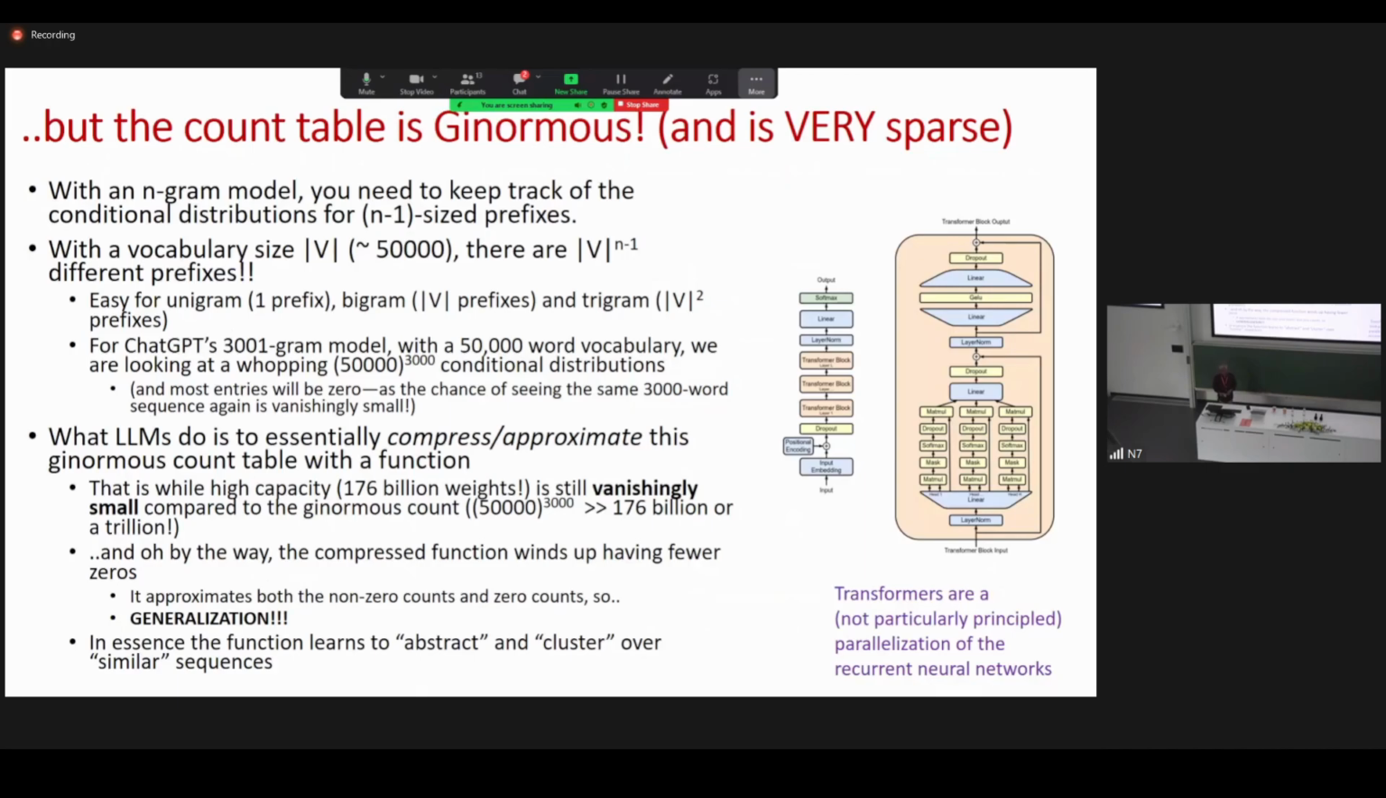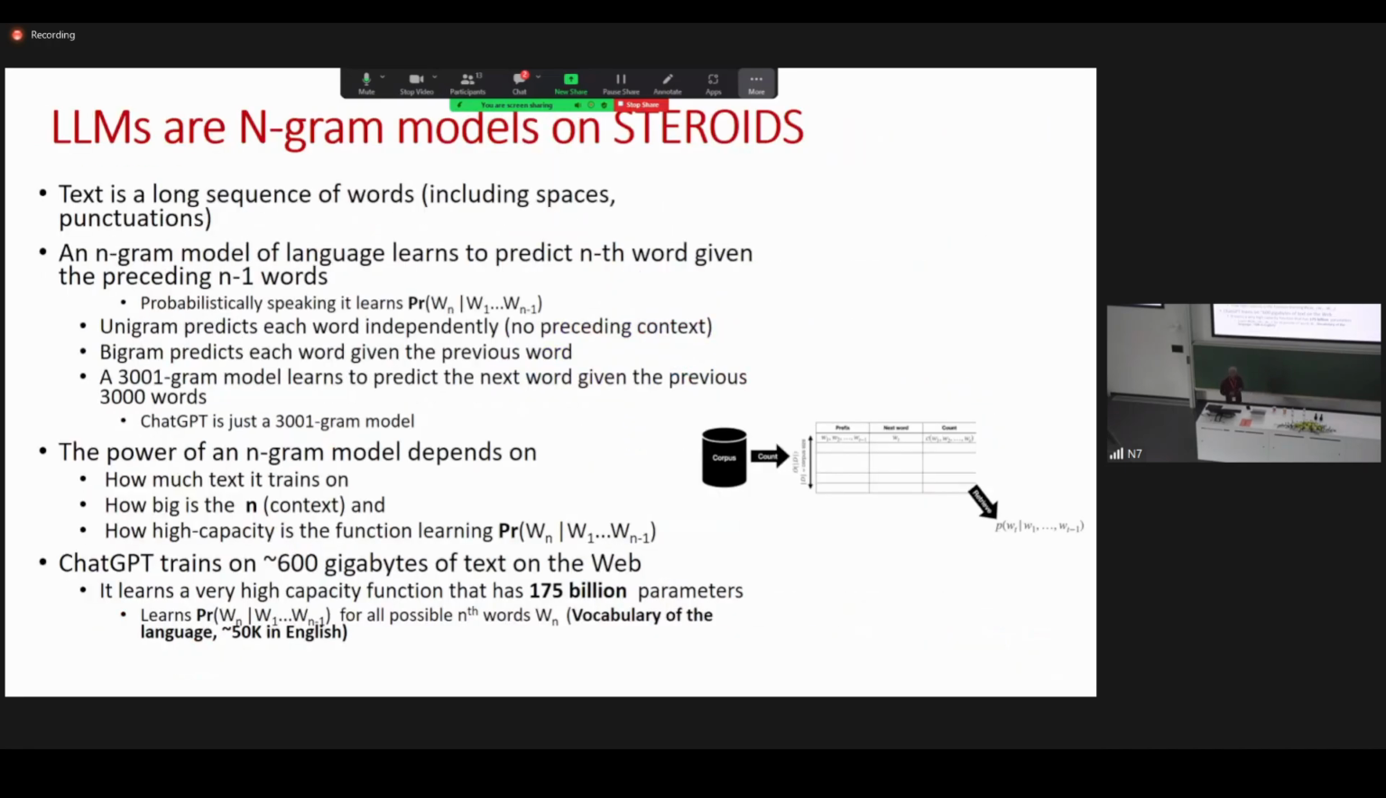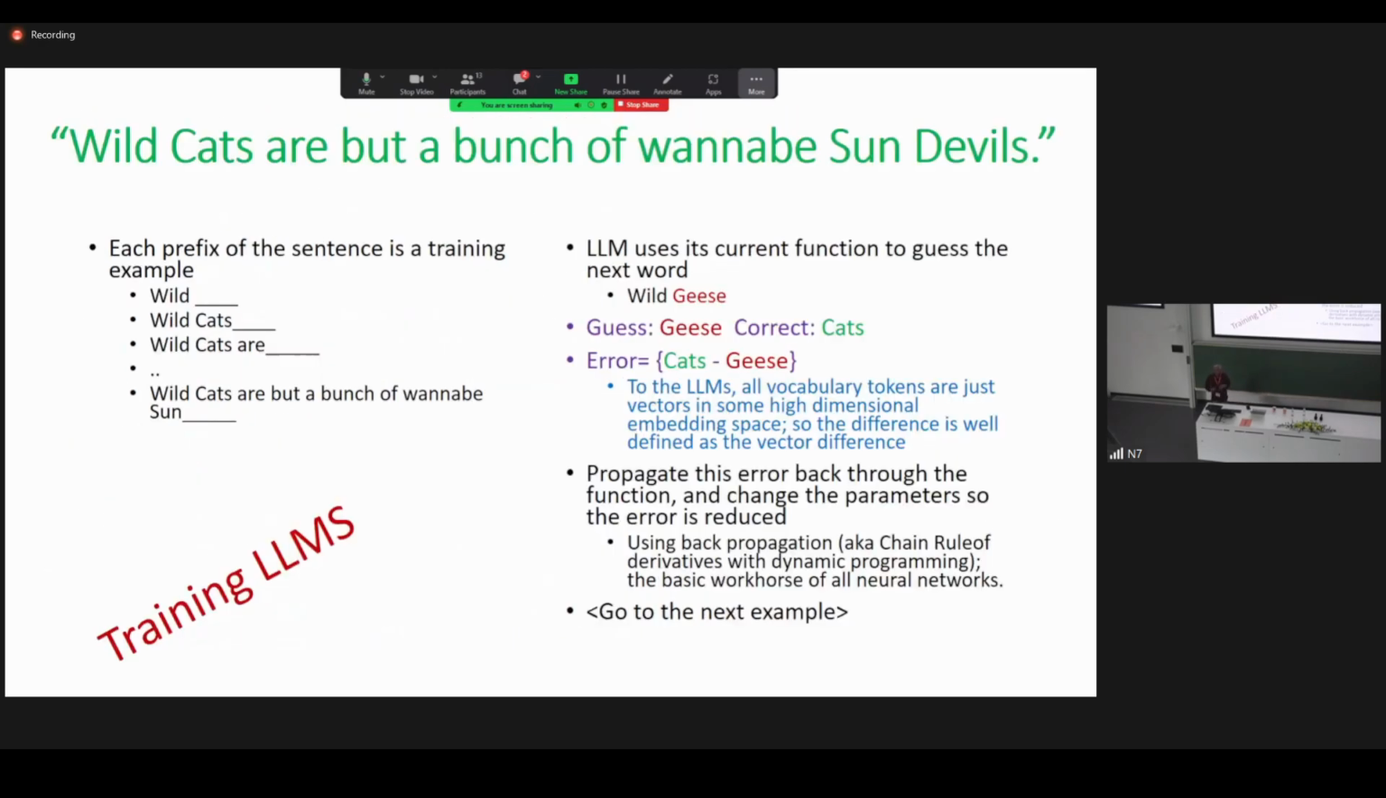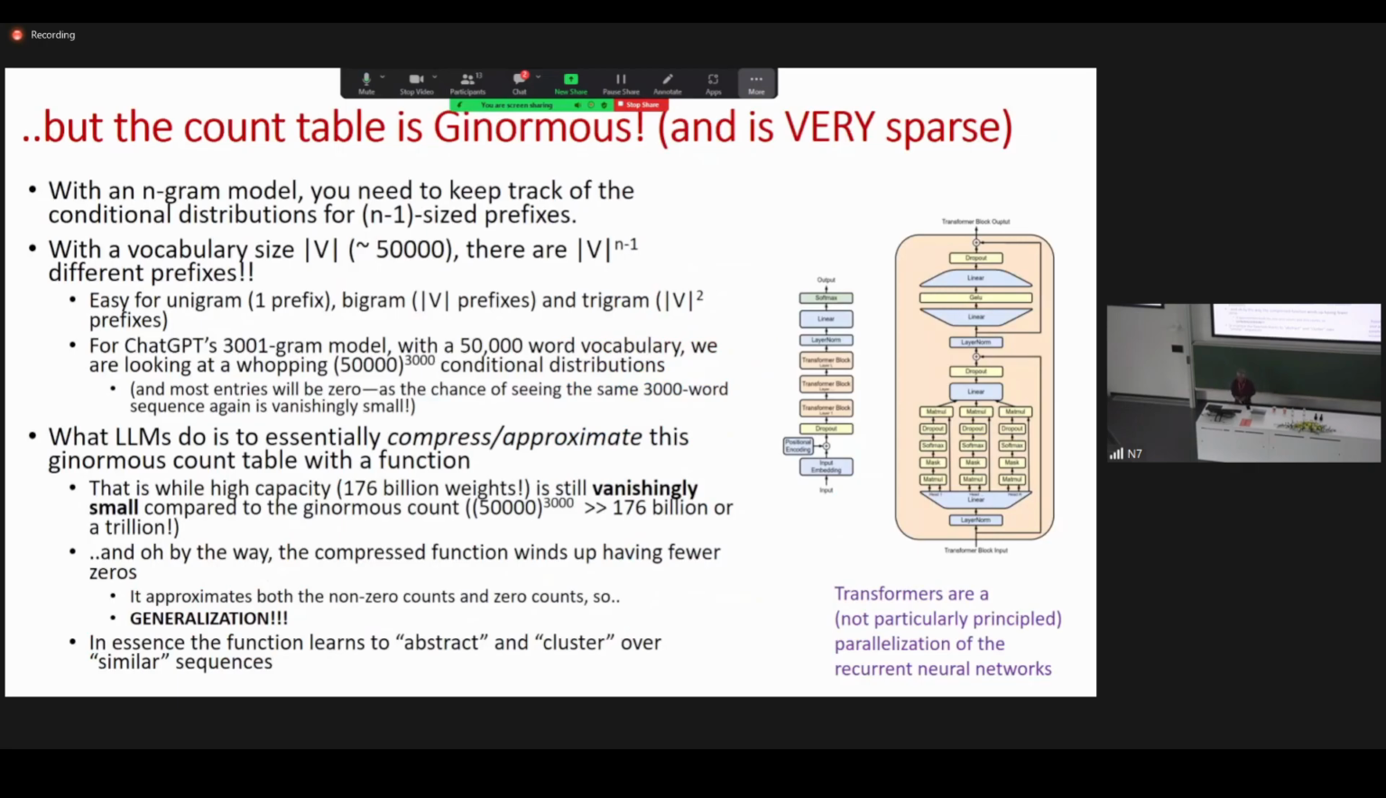As I said, the count table is ginormous and also extremely sparse, because the same 3,000 words are likely not to ever reoccur. So transformers turn out to be a way to represent the approximate function. As big as 175 billion parameters of transformers looks, compare that to 50,000 to the power 3,000. I compared it. You ask Google what is 50,000 to the power 3,000, and it says infinity. It's way too big a number. 175 billion is just 175 billion. So that's the way to think about it. Approximation functions are hugely saving, through lossy compression. What LLMs are doing is compressing, approximating this ginormous count table with a function. It's worthwhile keeping this in mind because that's what we're going to be using later on.